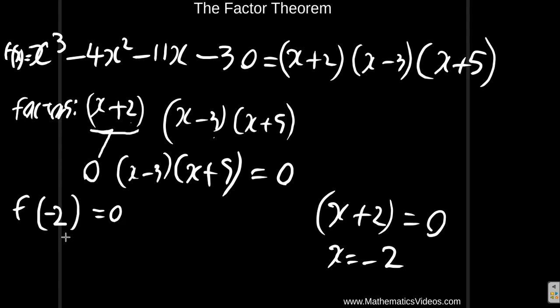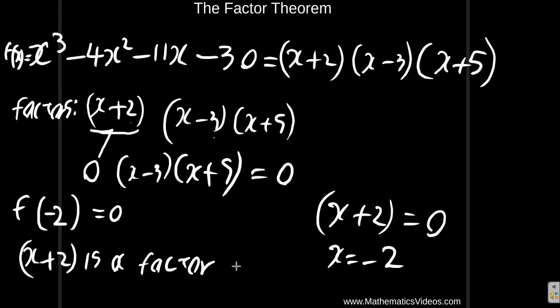So here, x plus 2 is a factor. Therefore, f of negative 2 equals 0.